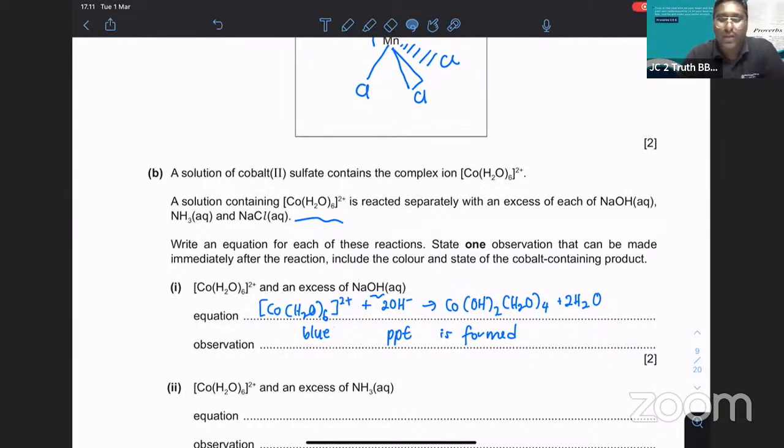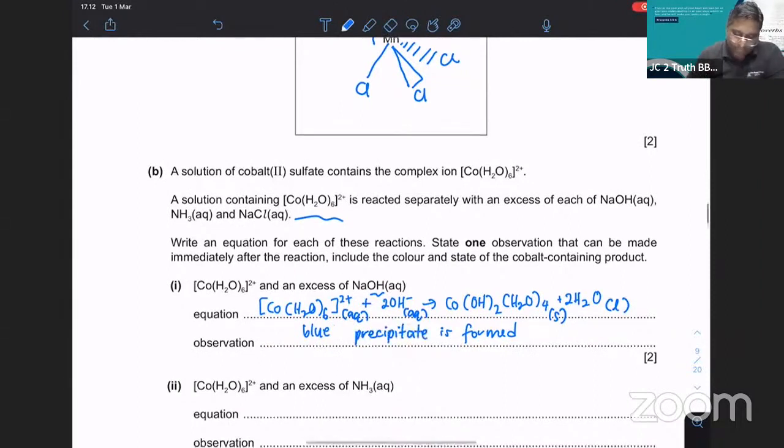Okay, and you will get this. This is going to form a blue precipitate. So this is solid, this is aqueous, this is aqueous, and this is liquid. So you are going to get a blue precipitate. It's formed. So in your exam, don't write PPT. Write down precipitate.